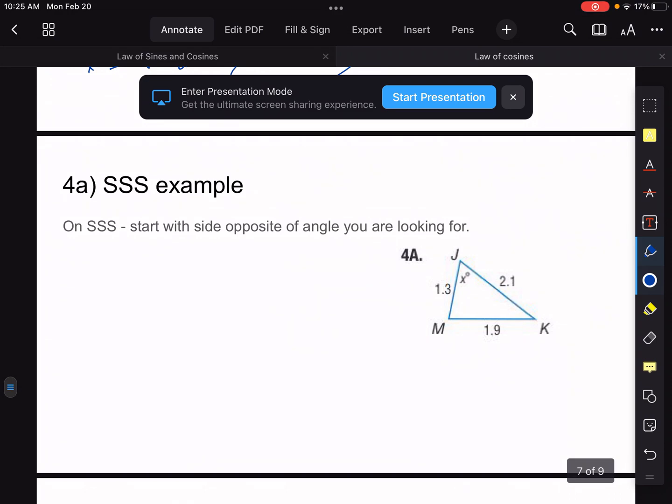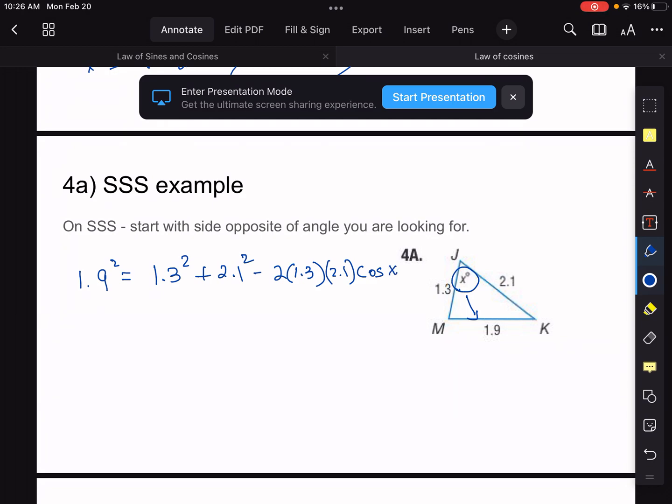Now, example 4. Notice here they don't give you any angles. Since there are no angles, we're going to have to use an inverse to figure this out, which is kind of interesting. Let's see how this is set up. We start with the thing we're looking for. Across from the angle x, we have 1.9, so we start our law of cosines: 1.9 squared is equal to the other two pieces, 1.3 squared plus 2.1 squared, minus 2 times 1.3 times 2.1, and then cosine of x.